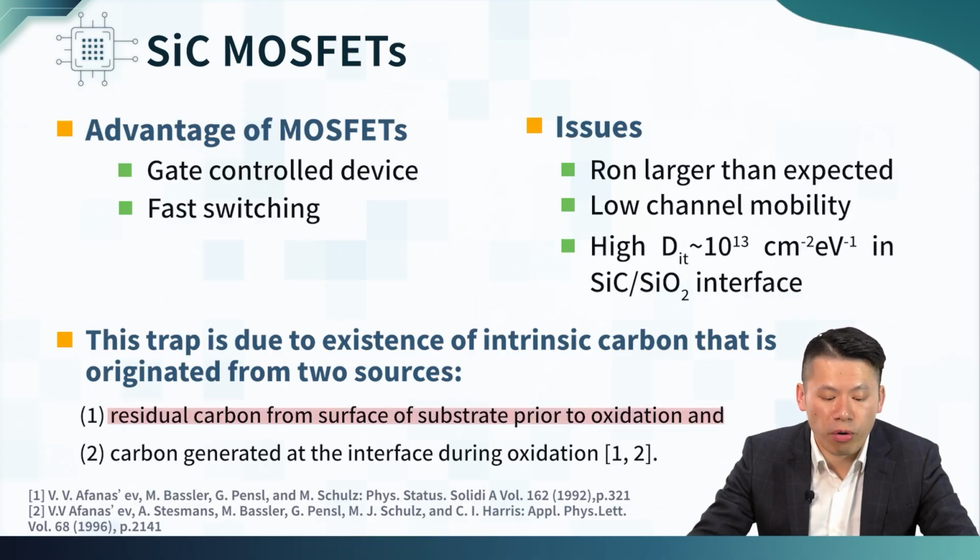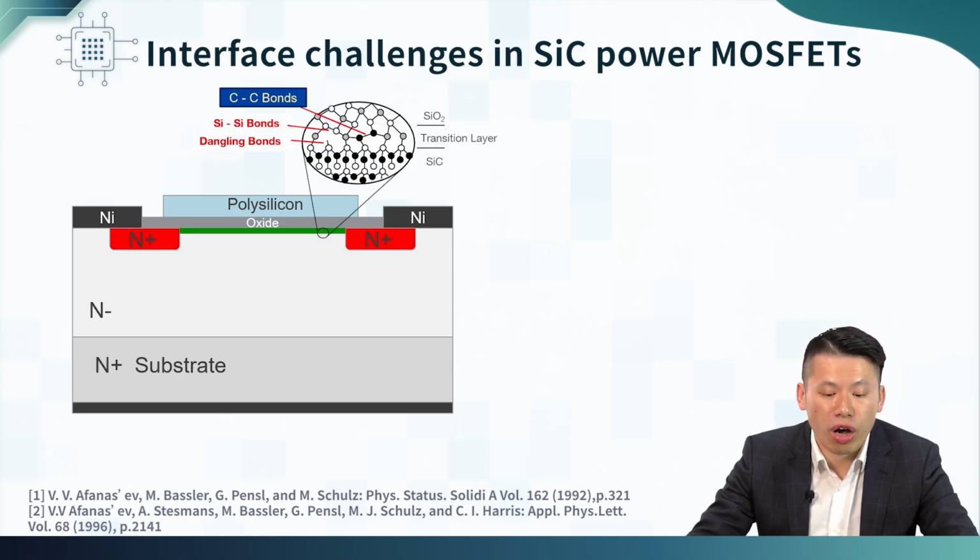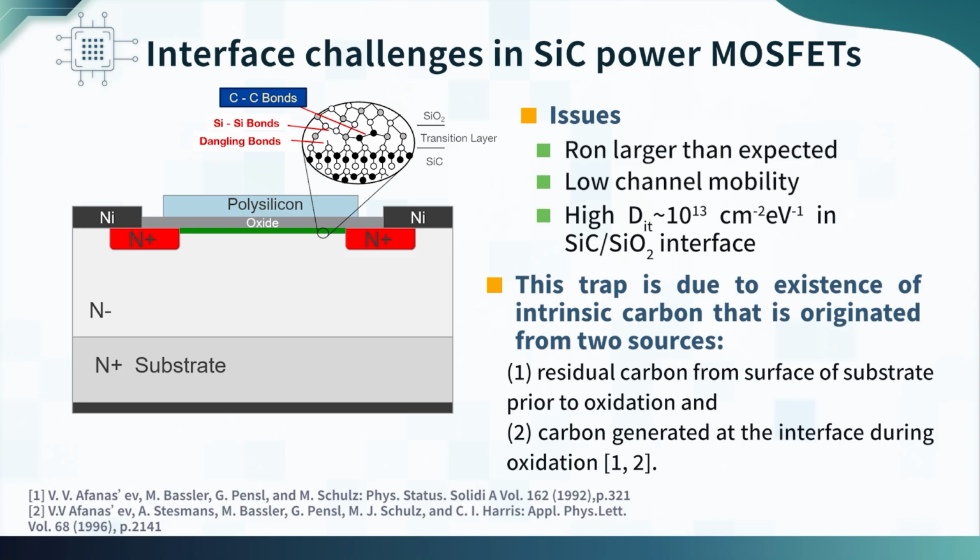The residual carbon from the surface of the substrate prior to the oxidation, or carbon generated at the interface during the oxidation. The interface is always a huge challenge in silicon carbide MOSFET due to this additional carbon and residual carbon at the interface, and therefore the silicon carbide MOSFET always suffers from high interface trap issues. The interface trap is shown here, where the basic idea is very similar to silicon, but in the case of SiC, we have a much higher Dit.